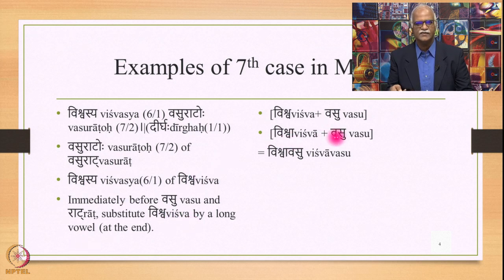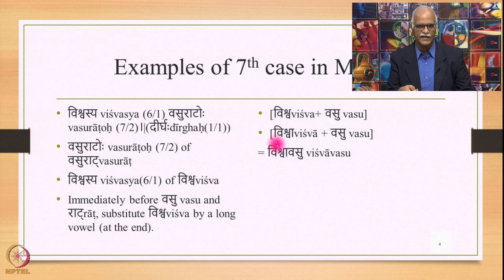So, here is an example, Vishva plus Vasu, and both these words are put in square brackets to indicate that they are part of a compound. So, Vishva followed by Vasu. So, immediately before this Vasu, the word Vishva comes in. So, the final vowel, which is a short vowel, is substituted by Dirgha, that is a long vowel. Vishva becomes Vishva over here. And so, we get the final form Vishva Vasu.